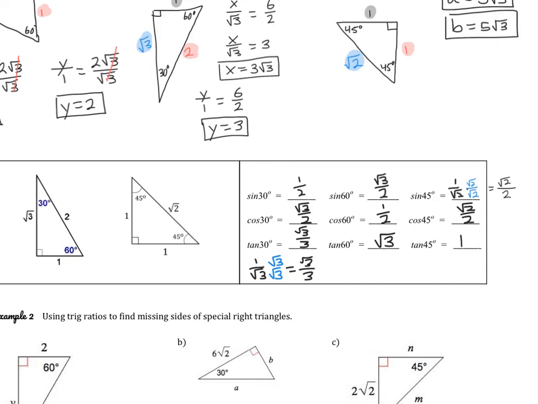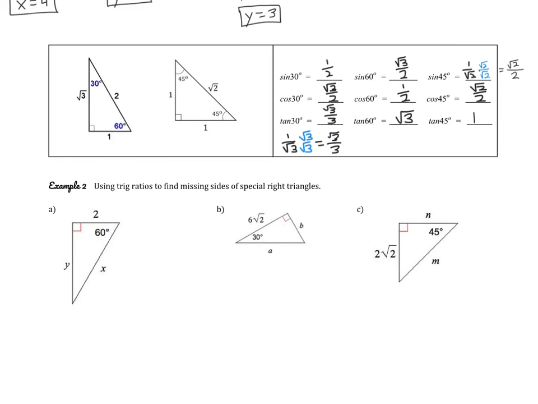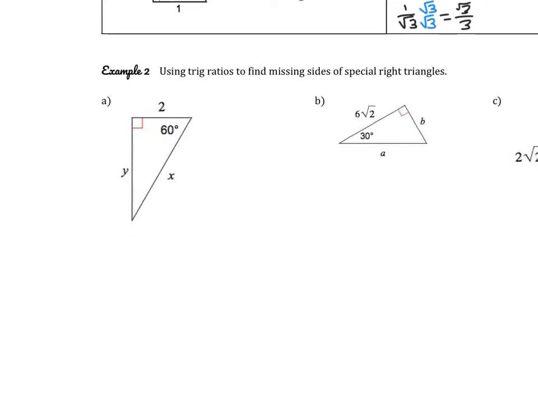So now we have some values that we can use to help us solve these triangles in a different way. So now we're going to use trig ratios to find missing sides of our special right triangles. So let's look at this first example. So let's say we'll be working with this angle, 60 degrees. That means this would be the adjacent side.